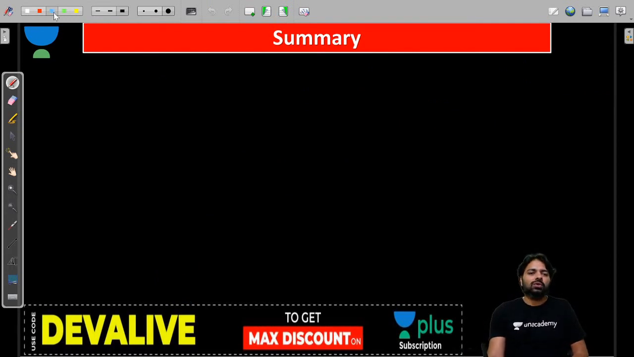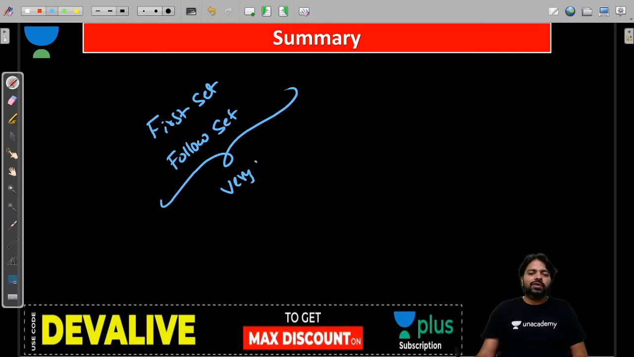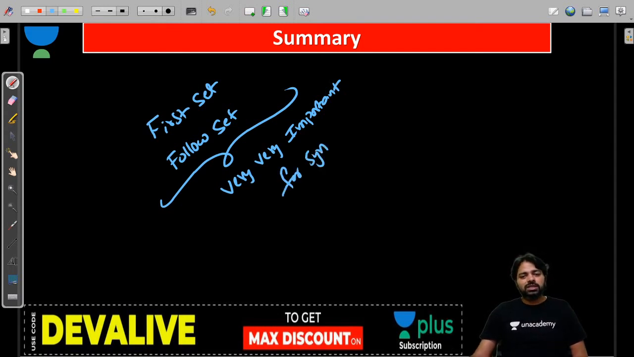I hope you understood how to compute first and follow, which is going to be very important. First set and follow set computation is very, very important for parsing and syntax analysis, because we use it in both top-down and bottom-up parsers. This is the first time we are encountering it, in top-down parsing. So we compute it now, and again we will use it in bottom-up parsing also. Very, very important for syntax analysis. So practice both first and follow sets, which is going to be very easy.